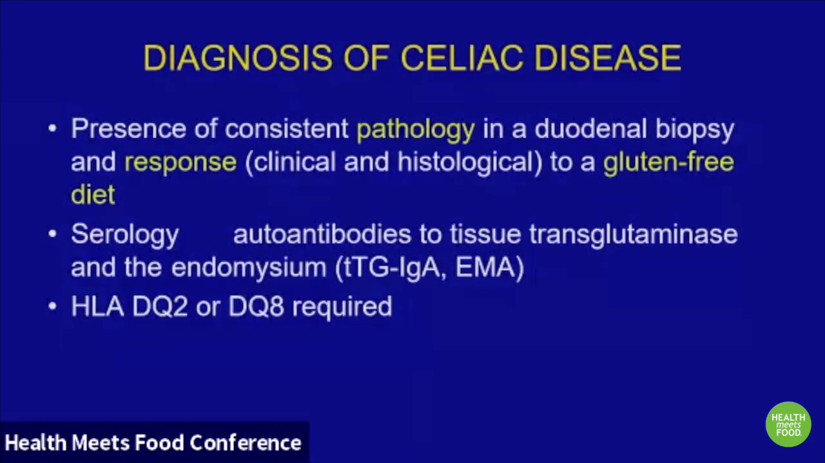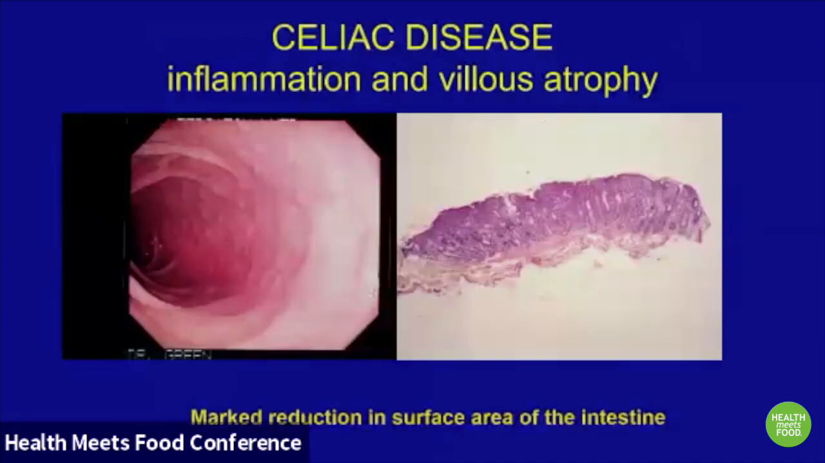Now, to diagnose celiac disease, we like to have consistent pathology in endoscopic biopsies and a response to gluten removal. Now we have available these blood tests that are very highly sensitive and specific, and you've got to really have these genes, these HLA-DQ2 or DQ8 genes.